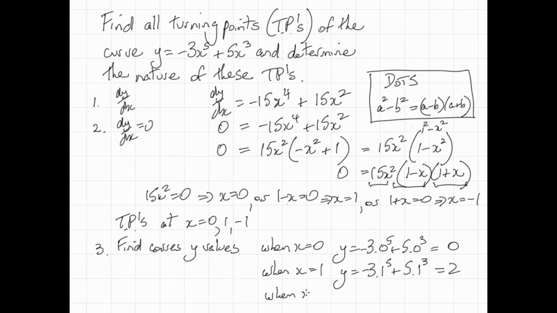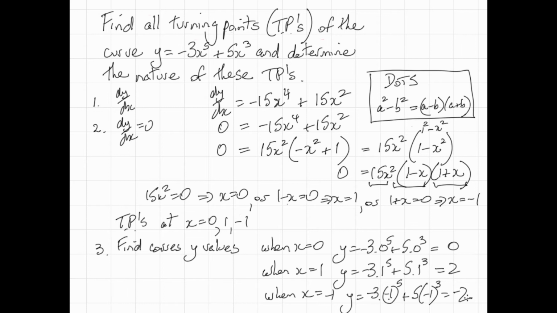And when x equals negative 1, y equals negative 3 times negative 1, and it's probably good, either in your head or on your calculator, to think of that as being in a bracket, plus 5 times negative 1 cubed. Whenever you have an odd power of a negative, the answer will be negative. So this will be negative 1. Negative 1 times negative 3 will be positive 3, and then this will be negative 5. So it'll be plus 3 minus 5, which will be negative 2.